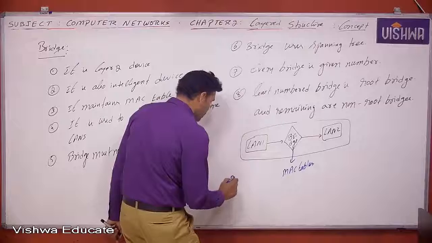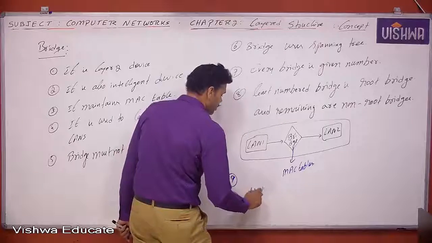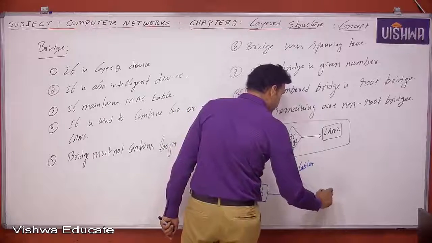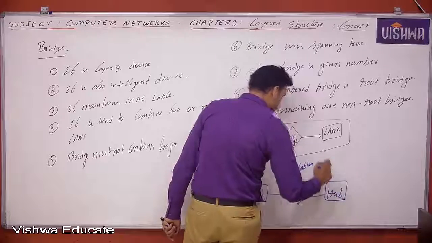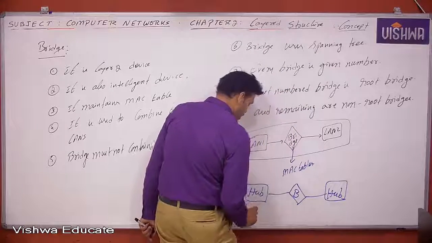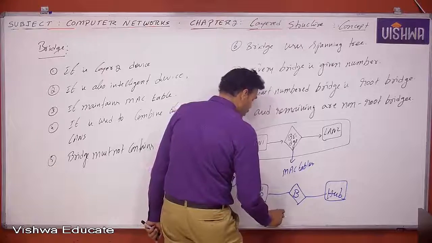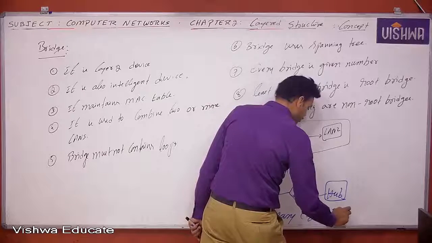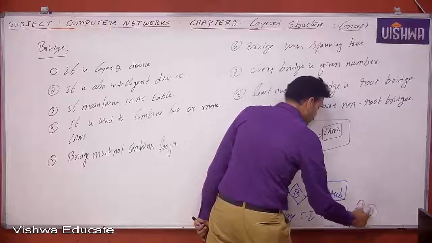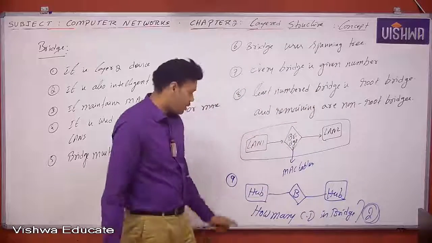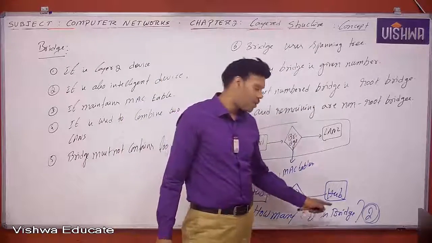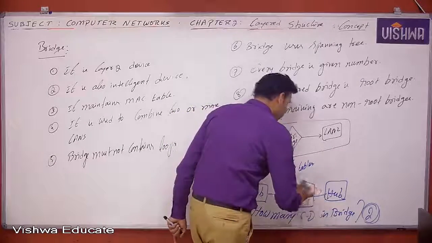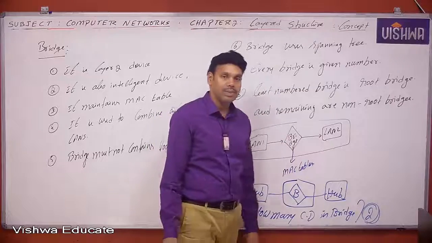And the next point: if this is a hub which is integrated with a bridge to this hub, he is asking how many collision domains are in the bridge. The answer is 2. Why 2? This is one collision domain because I am using a hub. This is another collision domain because I am using a hub. So both are available in the bridge.